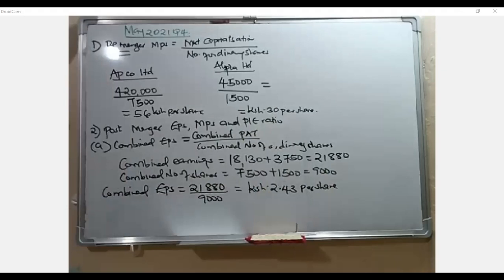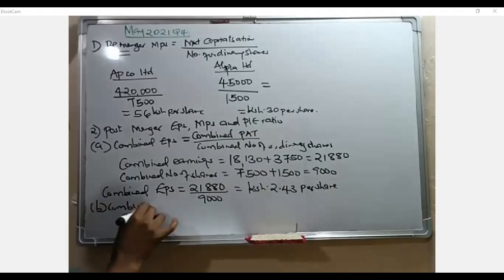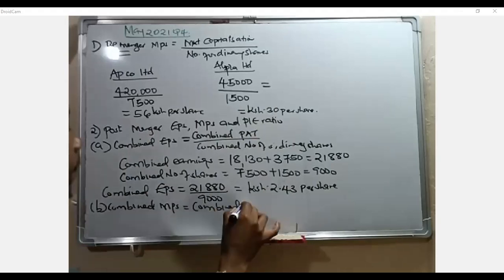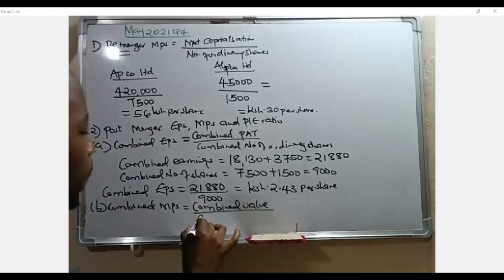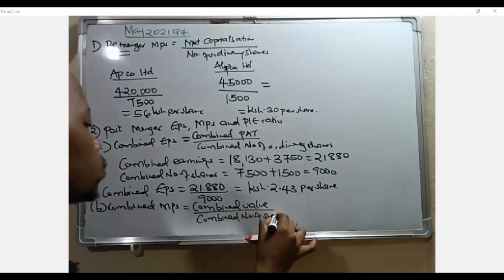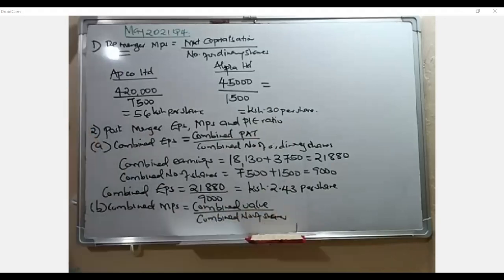Now, I just want us to compute our combined market price per share, right? Remember, we are talking about post-merger. To get the combined market price per share, let us look at the combined value. We take the combined value of the firm and divide by the combined number of ordinary shares.